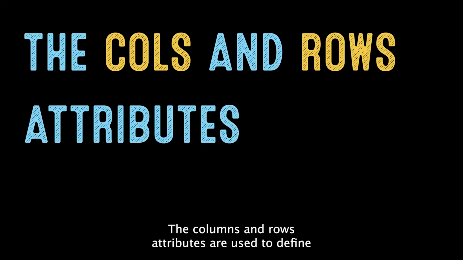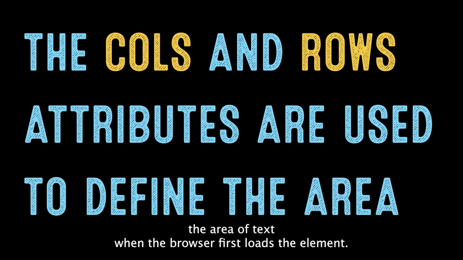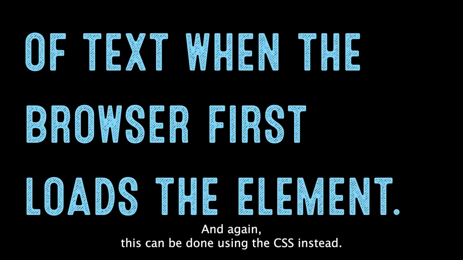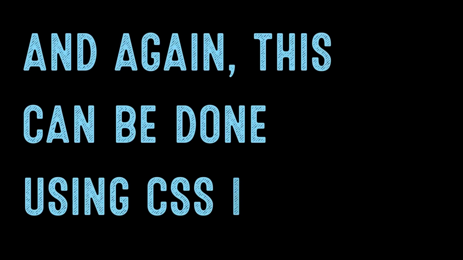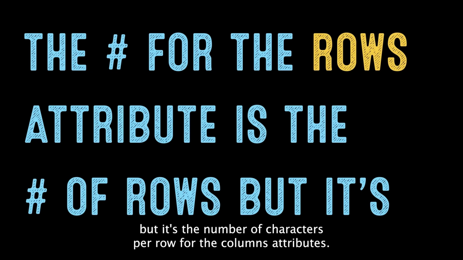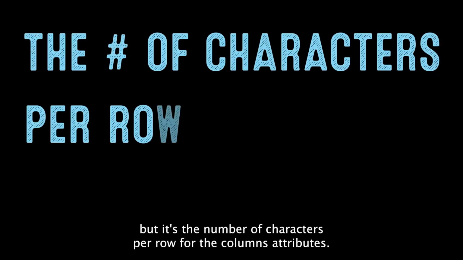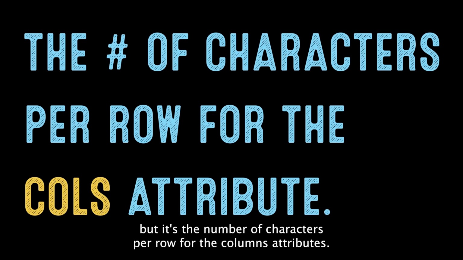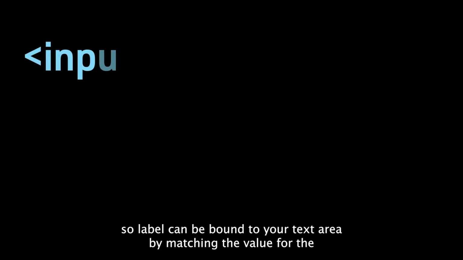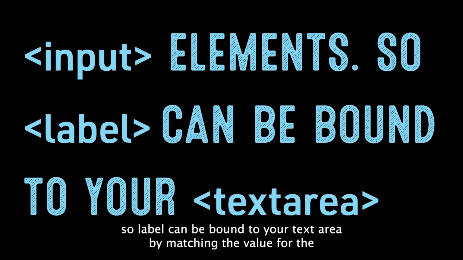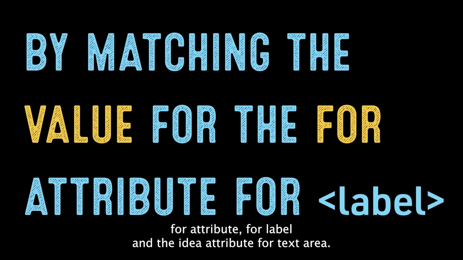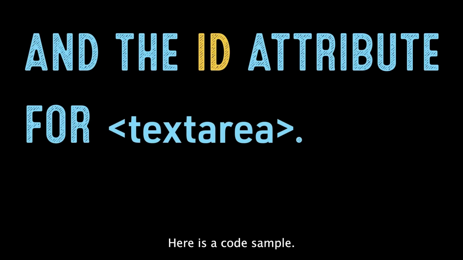The columns and rows attributes are used to define the area of text when the browser first loads the element. And again, this can be done using the CSS instead. The number for the rows attribute is the number of rows, but it's the number of characters per row for the columns attribute. The text area element functions similarly to other input elements, so label can be bound to your text area by matching the value for the for attribute for label and the ID attribute for text area.